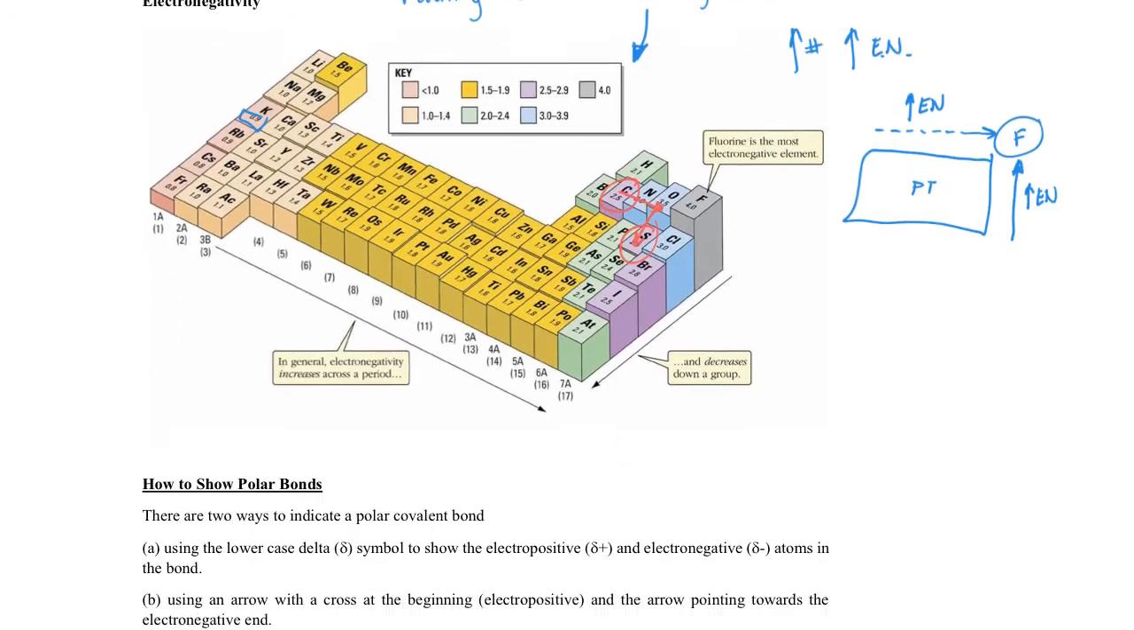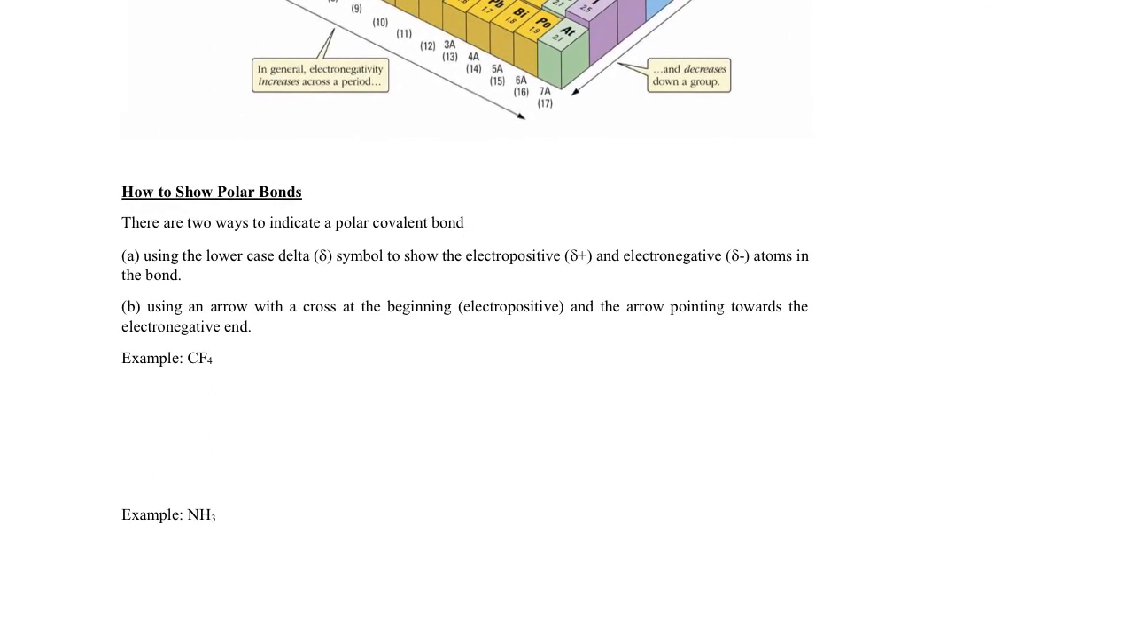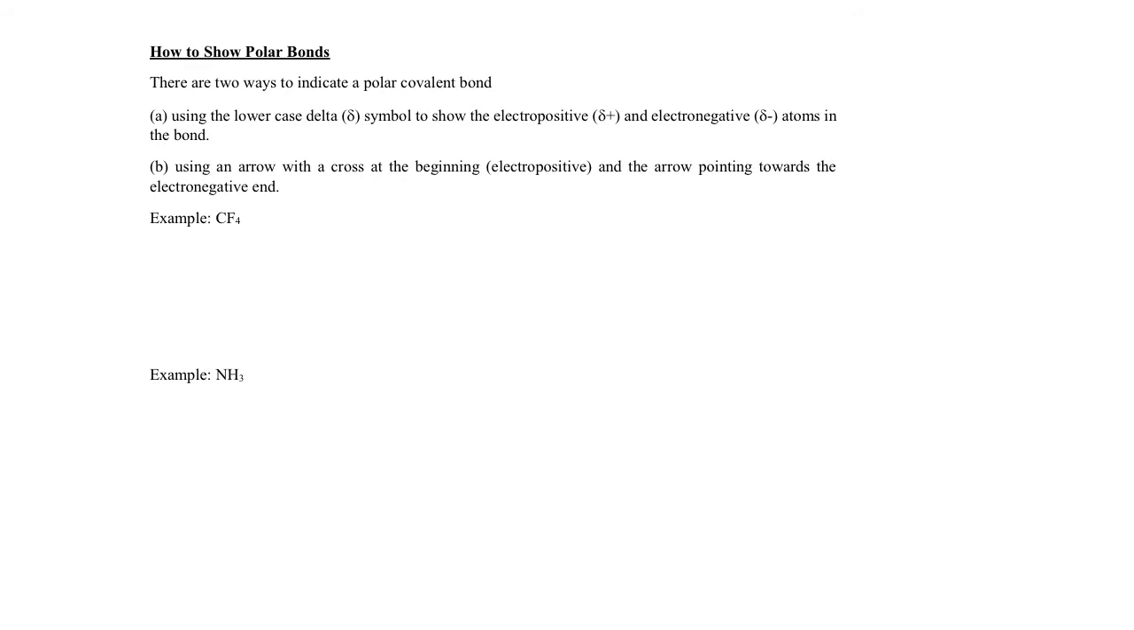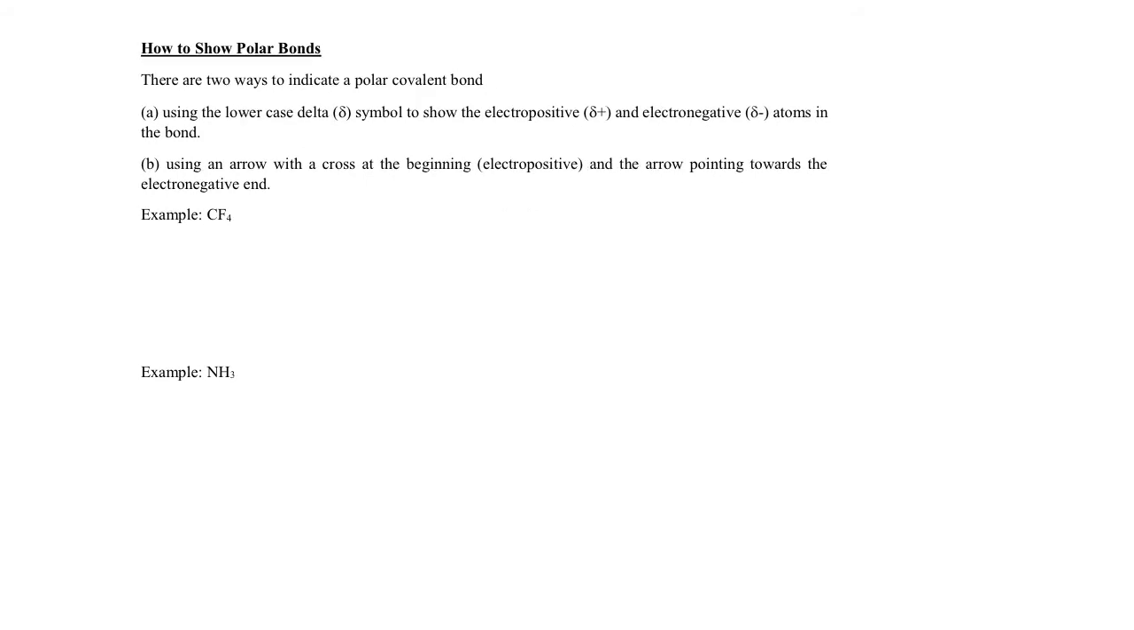Now, I want to give you a few other tools to work with. How do you show that a bond is polar or nonpolar? How do we actually show that when we're drawing a structure, for example? Well, there are two common ways to show polar or nonpolar covalent bonds, and I want to show you both. One of the methods that we use, which I'm showing here in part A, is called the delta method.